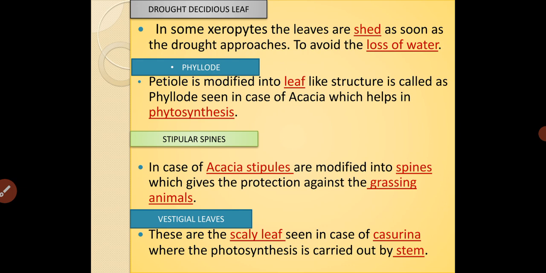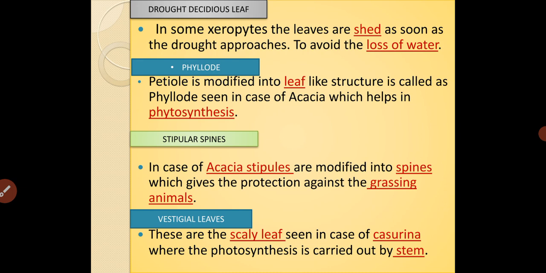Drought deciduous leaves. In some xerophytes, the leaves are shed as soon as the drought approaches to avoid the loss of water. Phyllodes. Petiole modified into a leaf-like structure is called the phyllode, as seen in case of the acacia, which helps in photosynthesis.